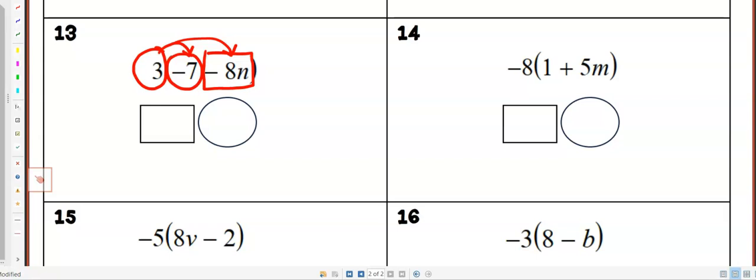So we can take 3 and multiply that to both negative 7 and negative 8n. So when we take 3 times negative 7, that gives us negative 21. It's in the circle, so I'm going to go ahead and bring it over here. Negative 21.